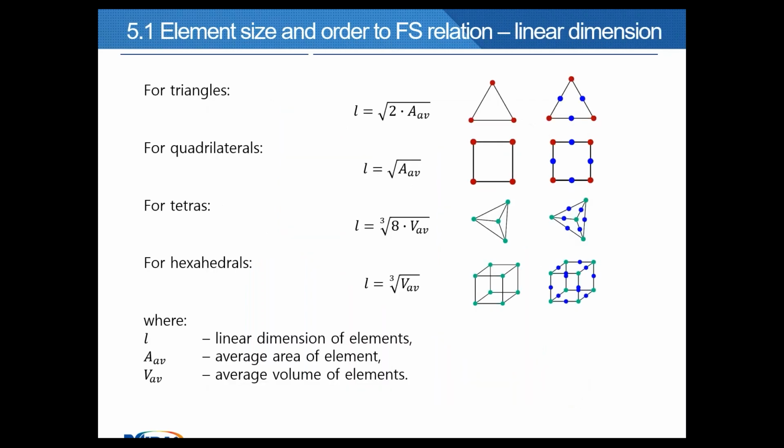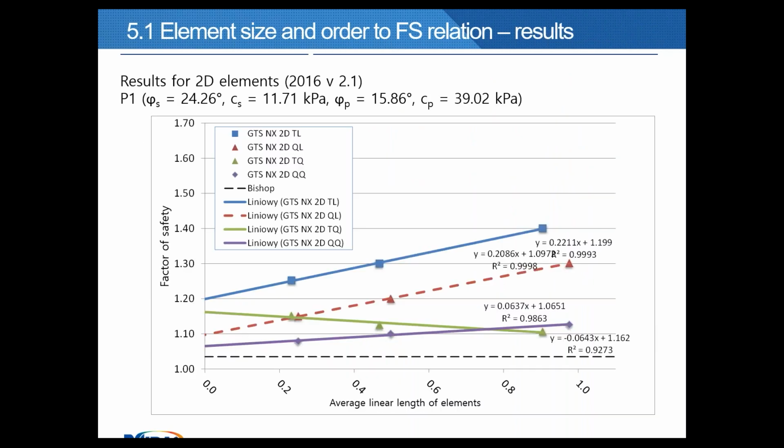Okay, to analyze the results, I've calculated some value which I called linear dimension of elements. Here we can see the equation for linear dimension of elements for triangles, for quadrilaterals, for tetras, and for hexahedras. And then after making the calculations, let's look at the results.